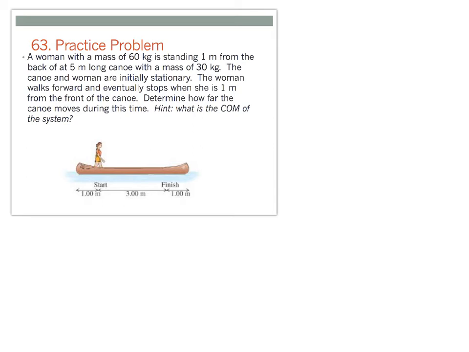So the first thing I'm going to do is calculate the center of mass of our system here, the canoe and the woman, and I'm going to say that this left side is my x equals 0 point. So then I have one object here at 1 meter from that point, and then I also have the canoe. Now you might be thinking, where is the canoe located? The canoe obviously spans from here all the way to here, but when we have a uniform object like a canoe, its center of mass is in its center. So the center of mass of the canoe is going to be right here, which is going to be 2.5 meters from that point.